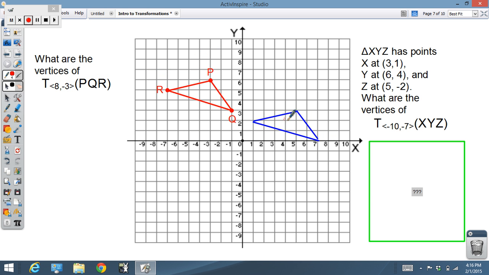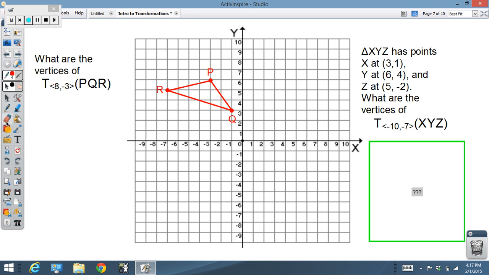All right, so if Q is at -1, 3, once again, I just want you to notice that I can add 8 to the -1, and I end up at 7, and I take away 3 from the 3, I end up at 0. I know Q prime is at 7, 0, without even drawing a picture, just by looking at the coordinate and the rule that happened to it, okay? All right, now let's try another one.